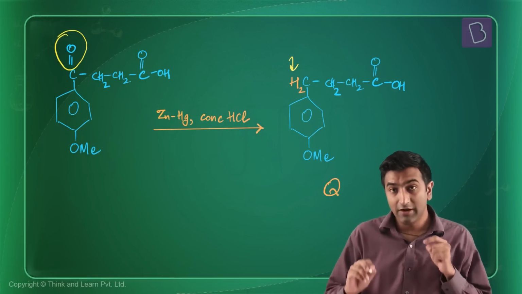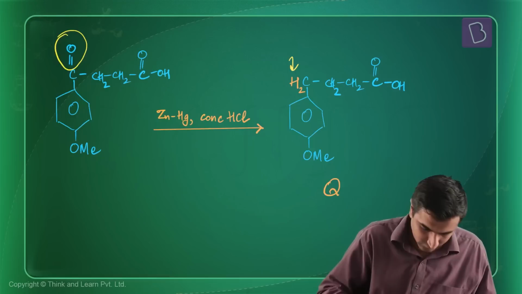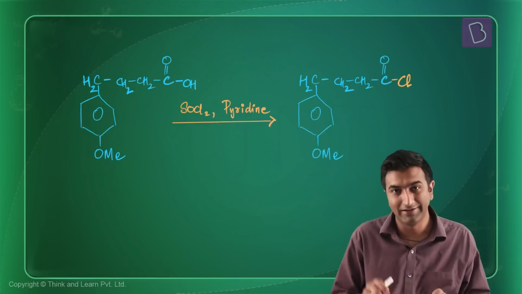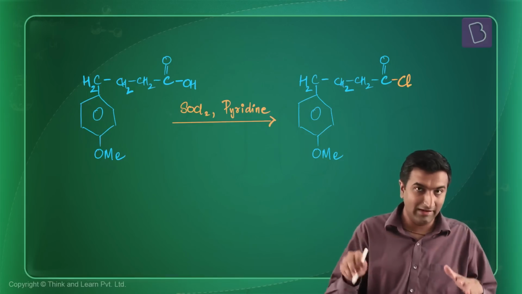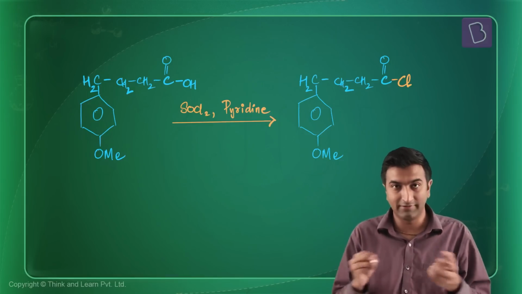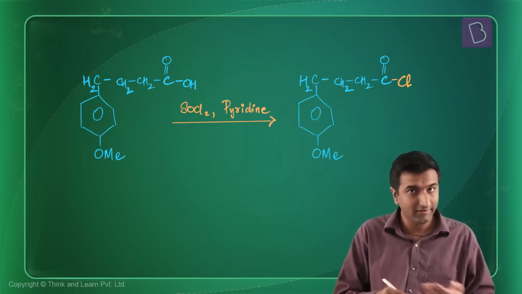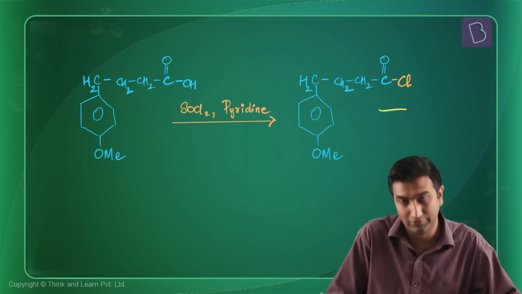So I have Q. Now from here, this reacts with SOCl2 and pyridine. And right when I saw that, I had an idea that maybe there's some sort of an acid chloride being formed. And sure, there was an acid and you get this acid chloride right over here.